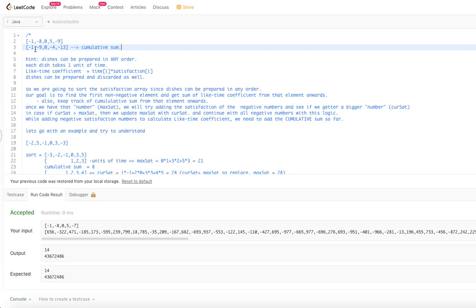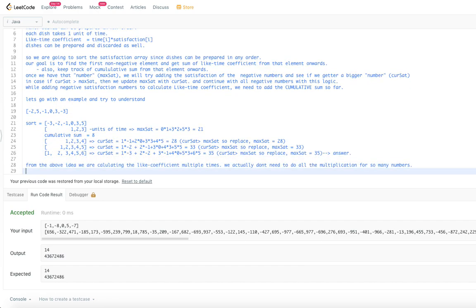Okay. So the cumulative sum at the first index is minus 1, at the second index is minus 9, sorry, this is also minus 9, okay, minus 9, minus 4, minus 13. So the cumulative sum at this index is minus 13. Basically you add the current index and all the previous indices, whatever the elements are there. So that is the cumulative sum. So we need the cumulative sum also. So this is the idea, okay. So let's try to understand with an example.